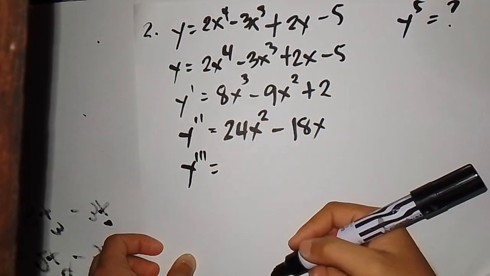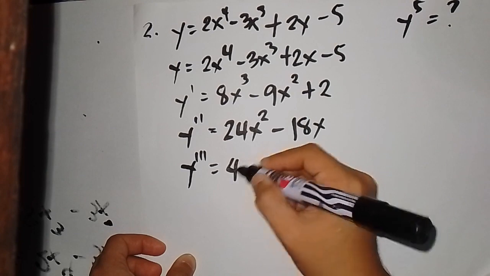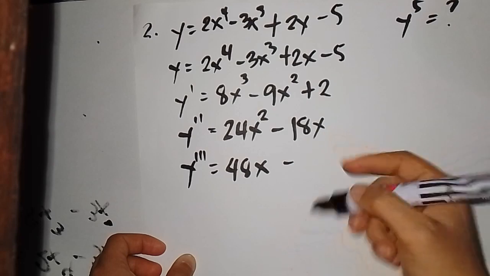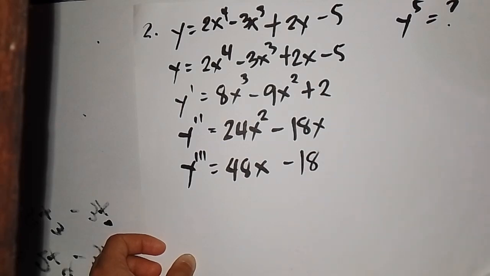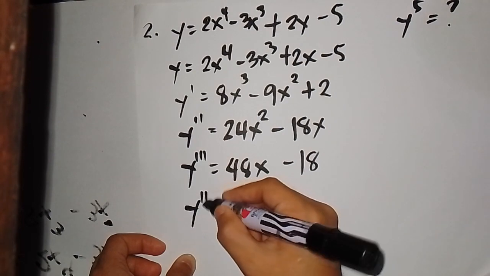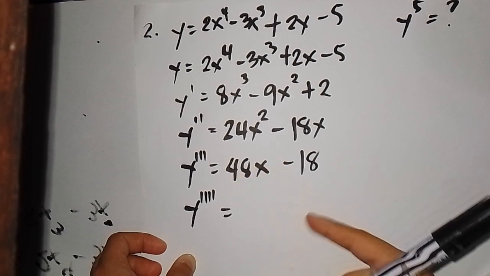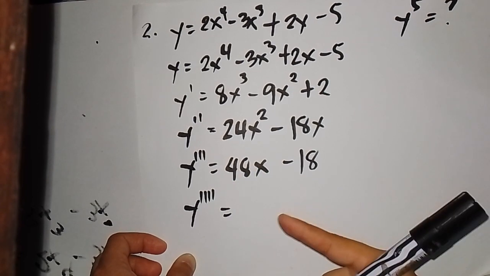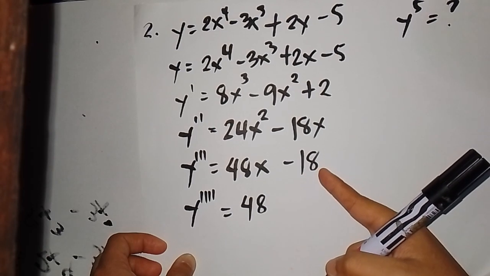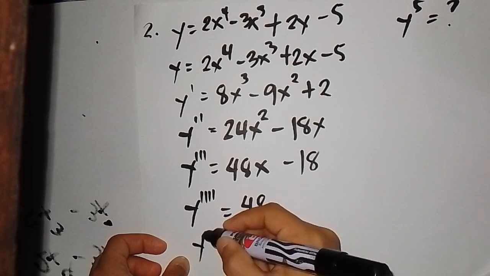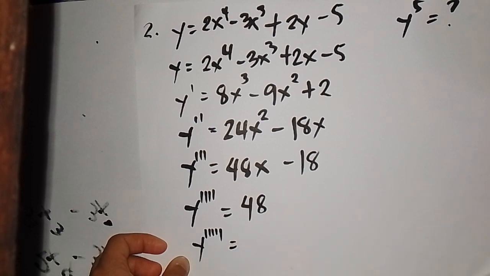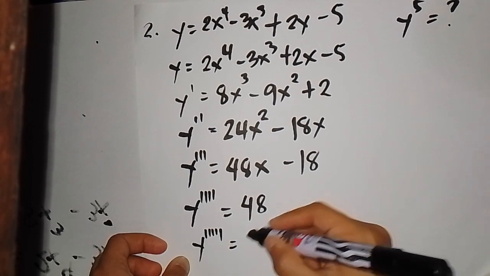Okay, so let's proceed to the third derivative. Again, constant and exponent rule. So we have 48x. And then, what's the derivative of 18x? It is equal to 18. So that's the third derivative. Okay, for the fourth derivative, the derivative of 48x is equal to 48. And then, since this is a constant, this is already equal to 0. So the fifth derivative is equal to 0.